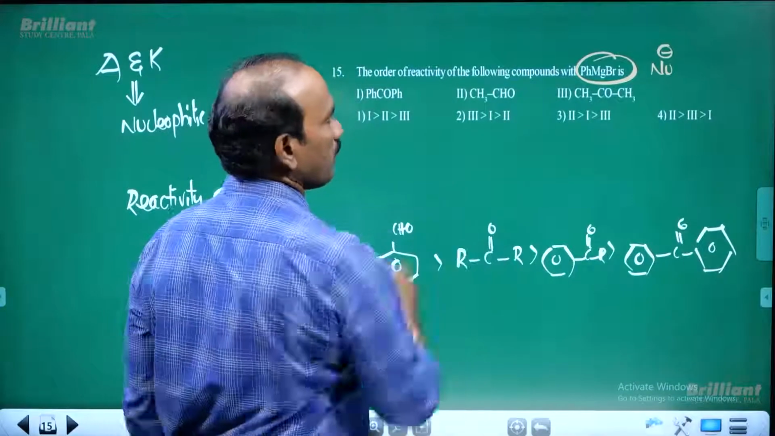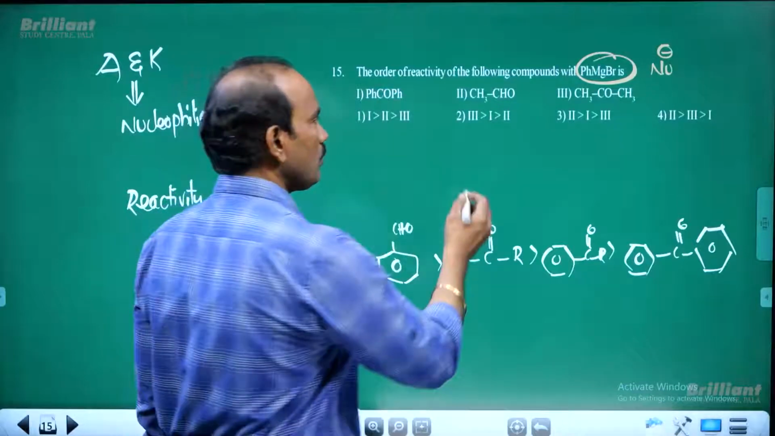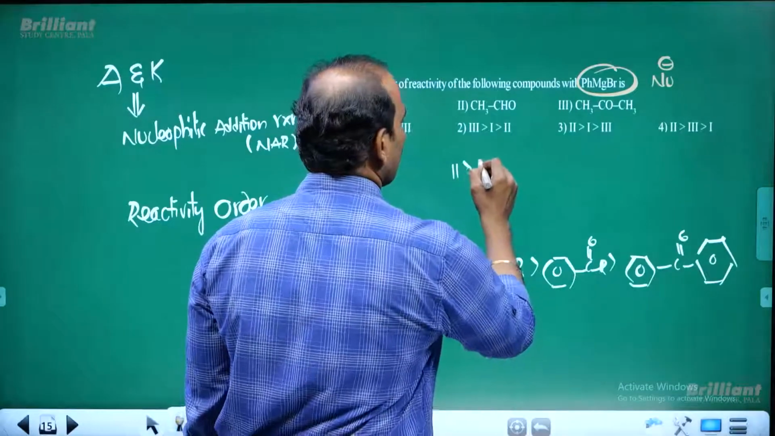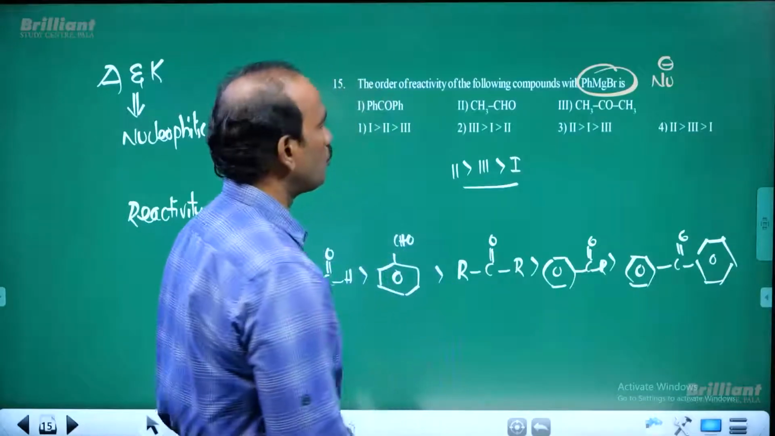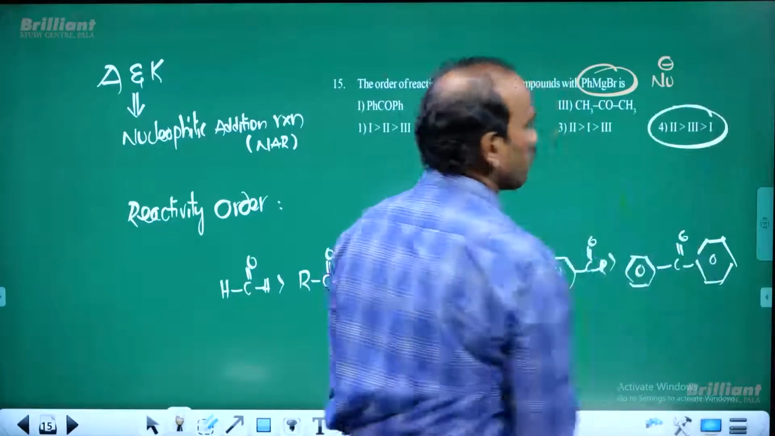This is an aldehyde, this is a ketone, this is a ketone. So, second greater than third greater than 1. So, what is the answer? 2, 3, this is the option. Clear?